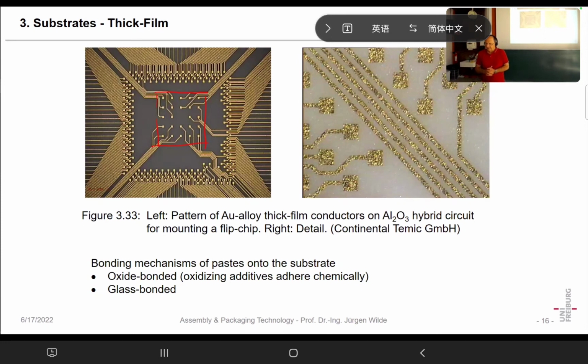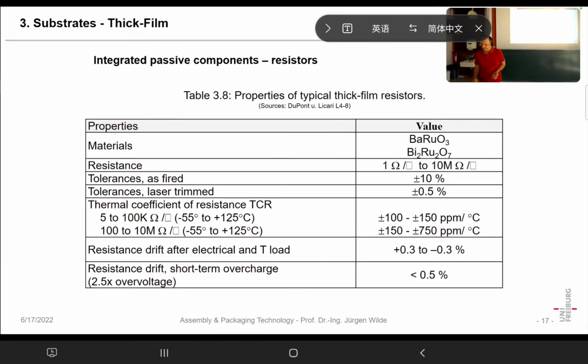So here we see an example that can be very fine layers. For instance, on top of that, we can put a flip chip. Flip chip is well suited because of the low CTE mismatch against that substrate. Another thing is, I already mentioned resistors and why we want to have resistors directly on the substrate.